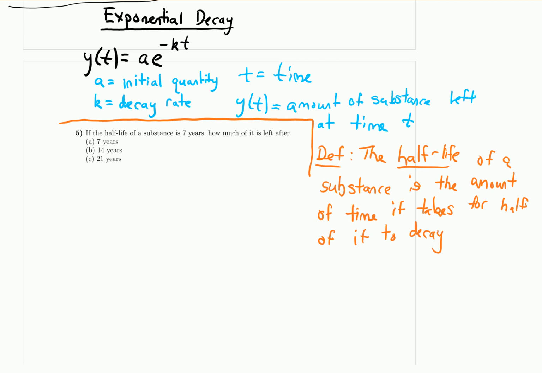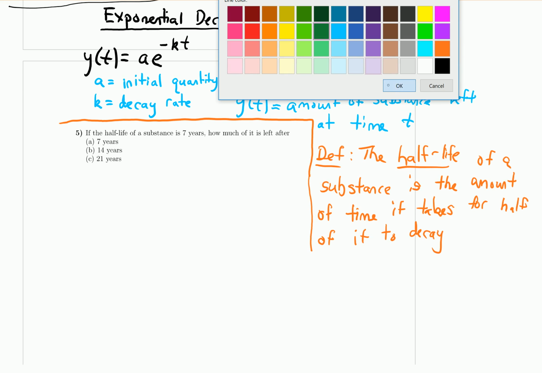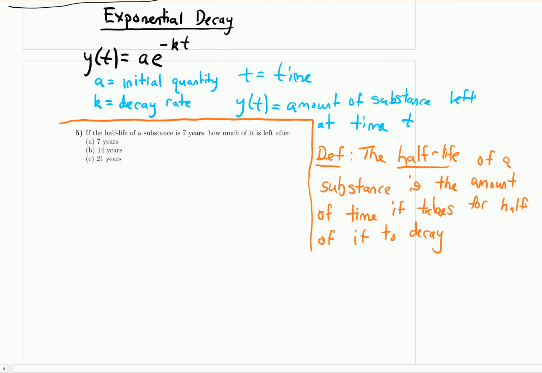Alright, so what I want to do is an example where we get a little bit more comfortable with this term half-life and understanding what it means exactly. The example says, if the half-life of a substance is 7 years, how much of the substance is left in part A after 7 years, in part B after 14 years, and then in part C after 21 years.